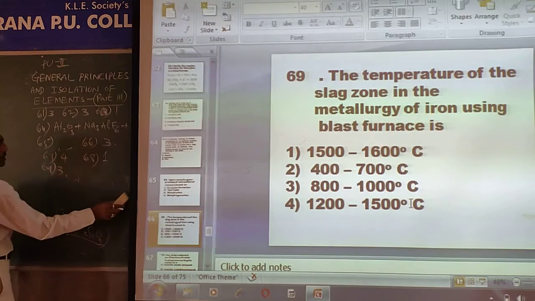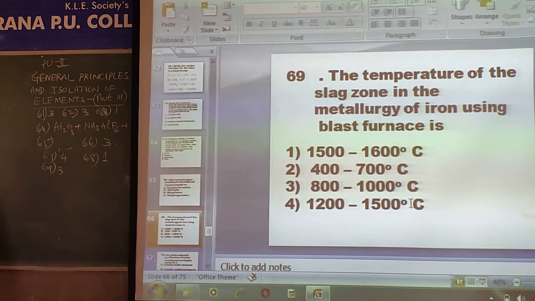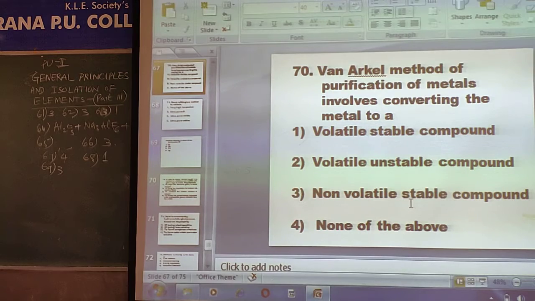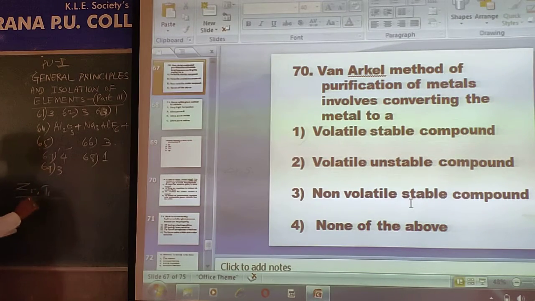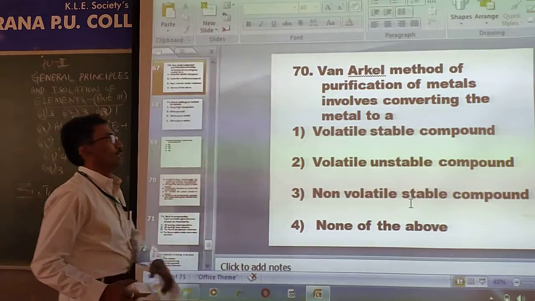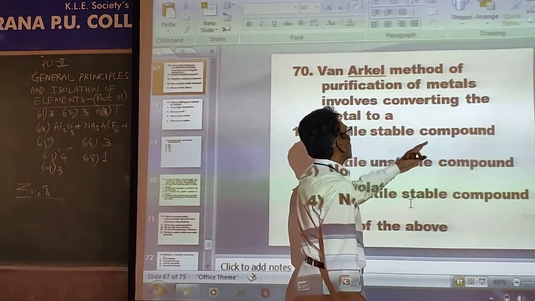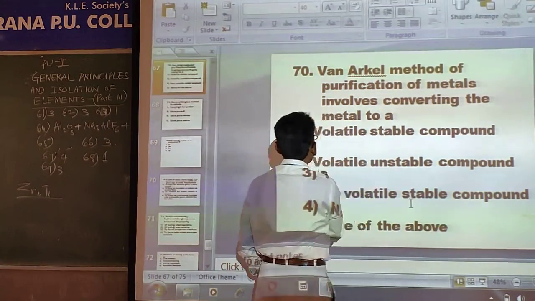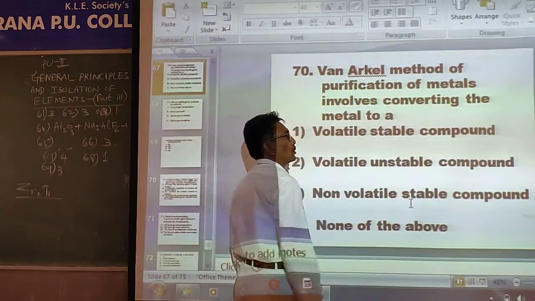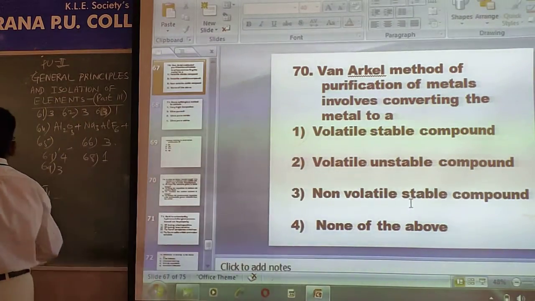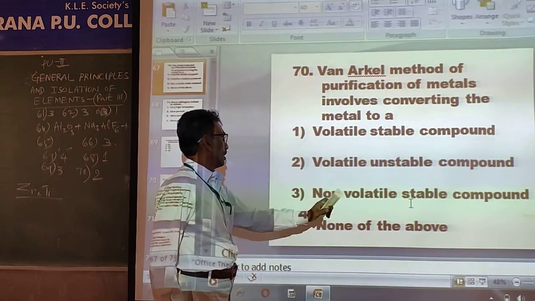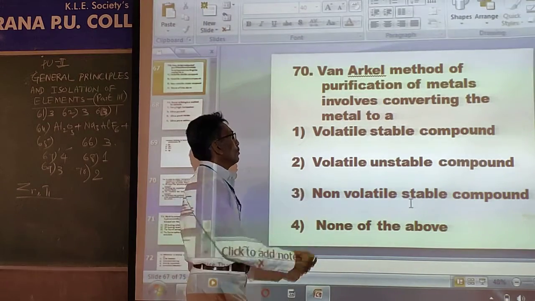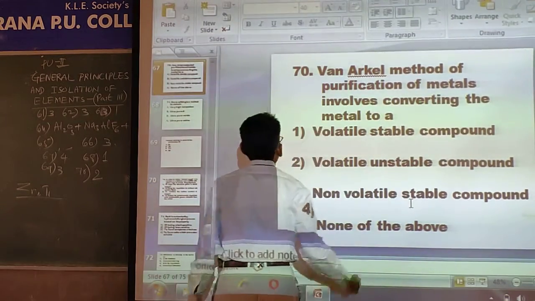Third option, that is factual information learned from the textbook. The Van Arkel method is used to refine zirconium and titanium. Zirconium and titanium are refined by the Van Arkel method. What is formed? A volatile unstable compound is formed. That volatile unstable compound is then decomposed into the metal, that is the idea. So the answer is 70, the second one. Non-volatile is not correct, and none of these is already removed. 1, 2, 3 competition is there. Volatile stable is wrong. Volatile unstable is correct.